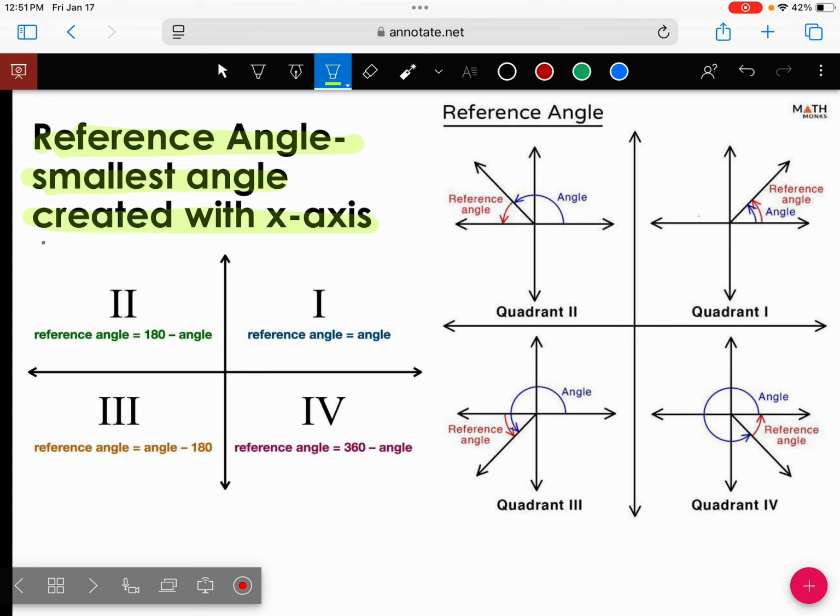So a reference angle is the shortest angle made with the x-axis.